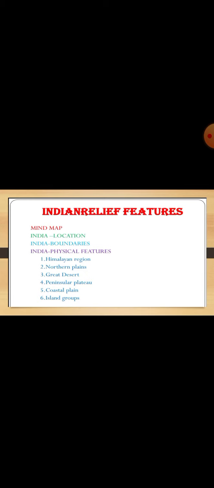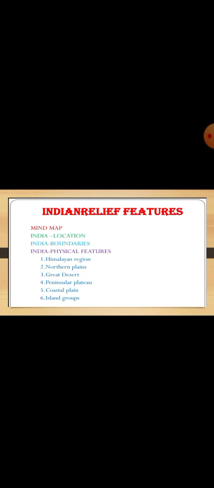Let's see here the Indian relief features. How many relief features do we have? 6 Indian relief features: Himalayan region, Northern Plains, Great Desert, Southern Plateau or Peninsular Plateau, Coastal Plains and island groups. Come and observe on the map. Next, how many states are in our country? 28 states and 9 union territories.